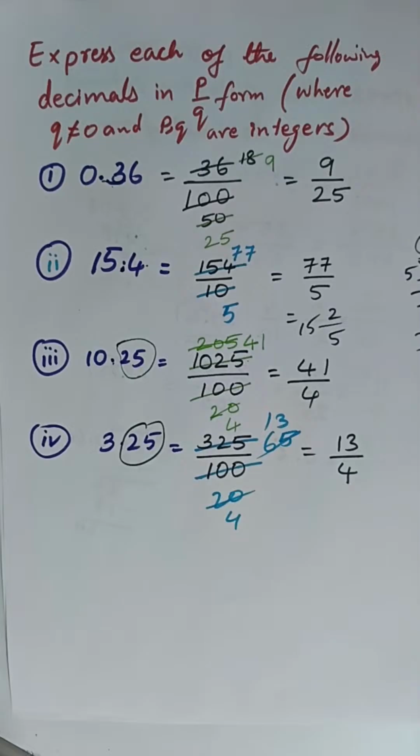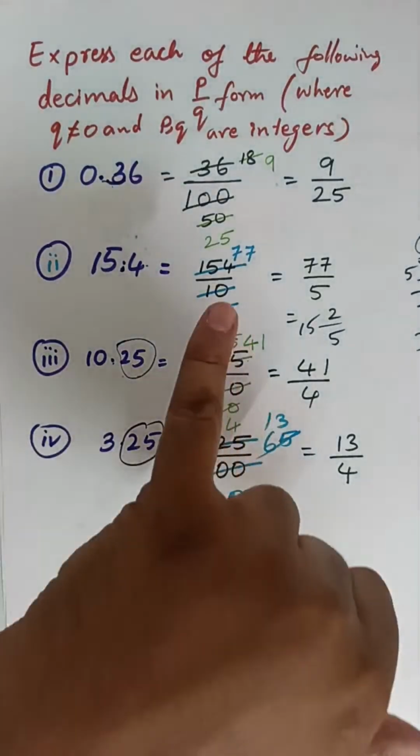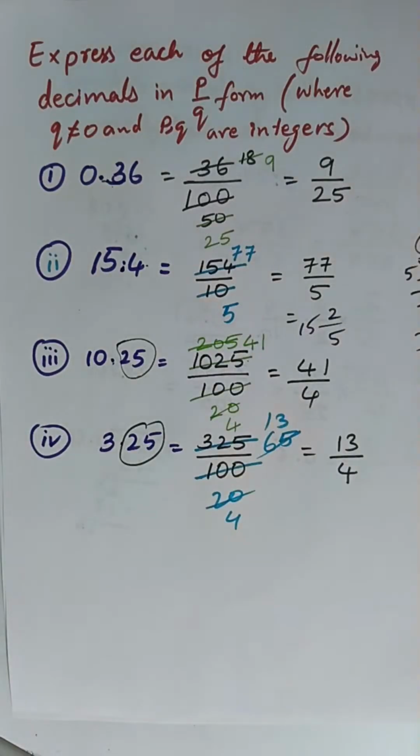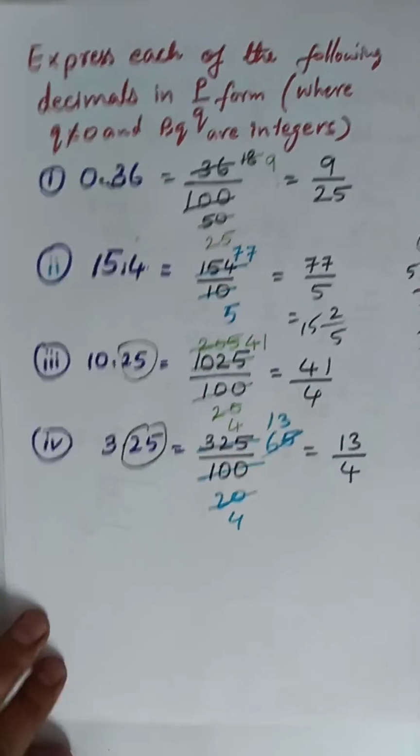Next, we will see. As we got one question before, like 0.6 bar, in the same way we will take a question with bars, and we will find how to convert it into a fraction.